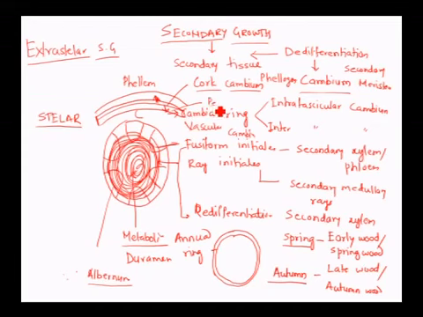are dividing, it forms phelloderm. Phellem and phelloderm together become periderm. So, when you see extrastelar secondary growth, outside the stele, cork cambium is responsible, which is known as phellogen. Phellogen divides towards the outer side, the cells are suberized, called phellem. They divide towards the inner side, the cells are non-suberized, called phelloderm.